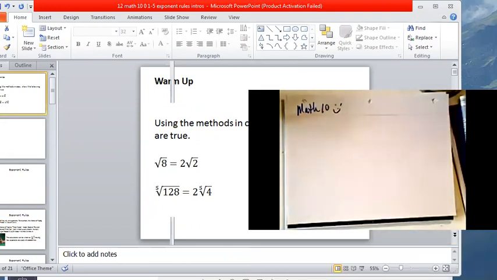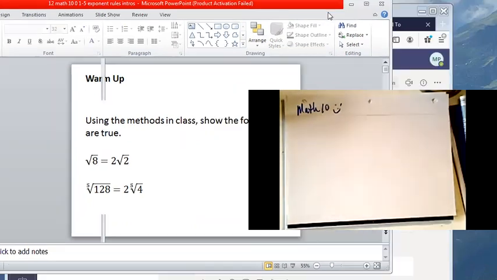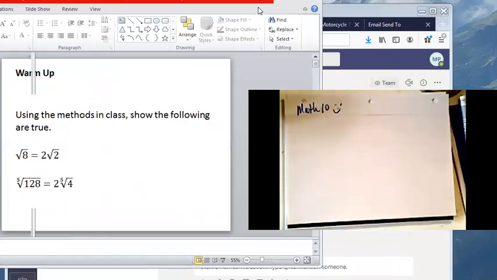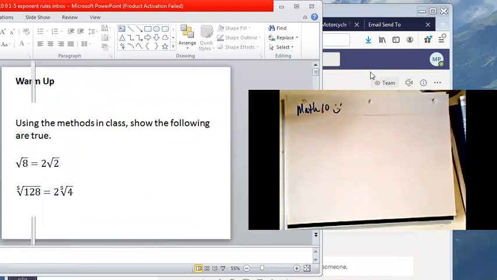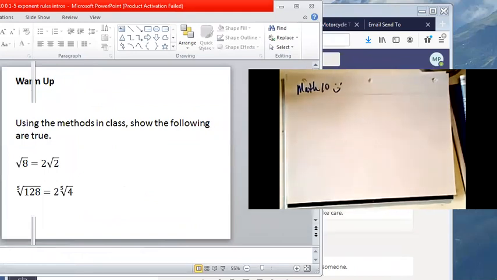If you could warm up with these questions here. Show the steps for how to get from square root of 8 to 2 root 2. Okay, all right, so Haneen showed it. Are you guys able to do that?